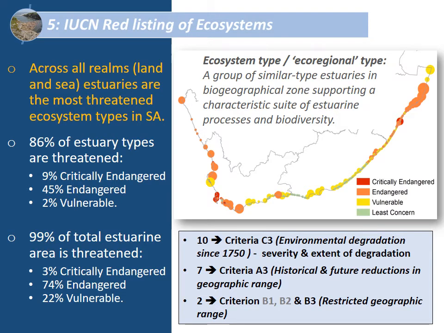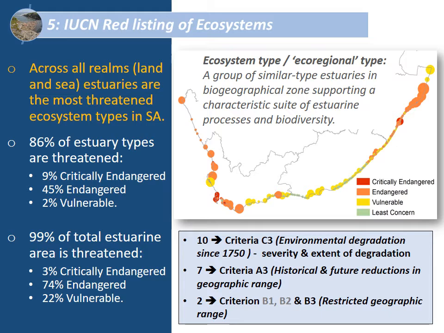Then we applied the IUCN Red List of Ecosystems approach to South Africa's estuaries. Across all the realms, land and sea, estuaries are the most threatened ecosystem type in South Africa. An ecosystem type, or ecoregional type, is a group of similar types of estuaries in a biogeographical region supporting a characteristic suite of estuarine processes and biodiversity.